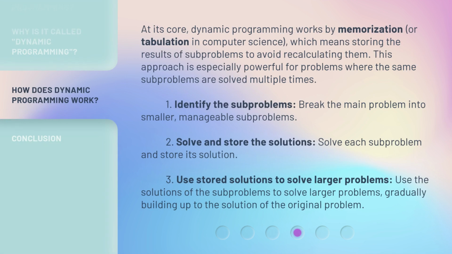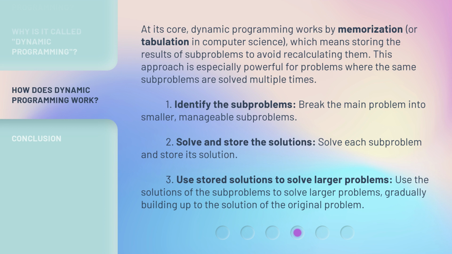At its core, dynamic programming works by memoization, or tabulation in computer science, which means storing the results of subproblems to avoid recalculating them. This approach is especially powerful for problems where the same subproblems are solved multiple times.